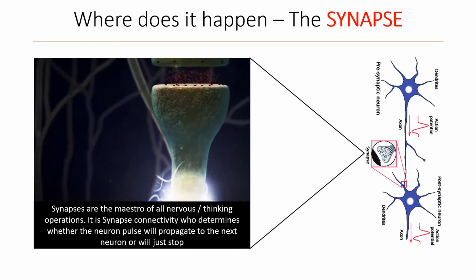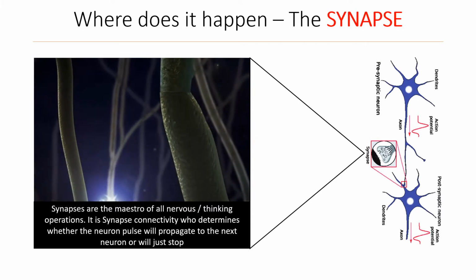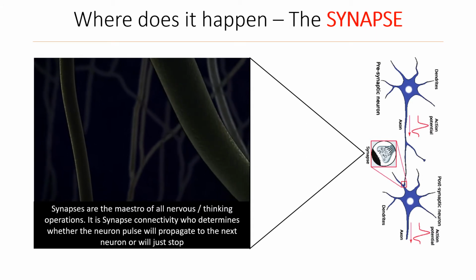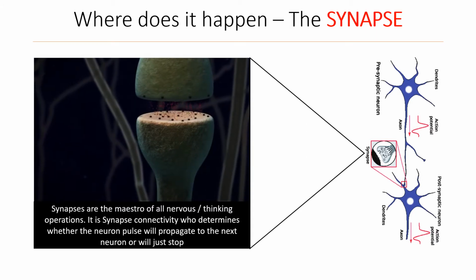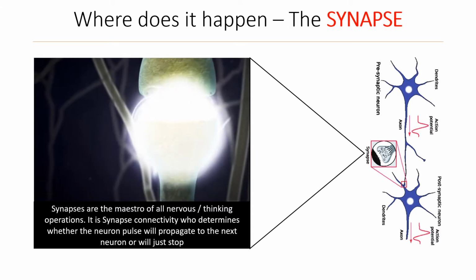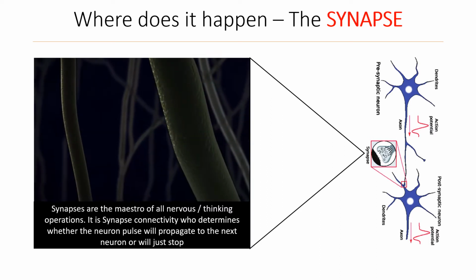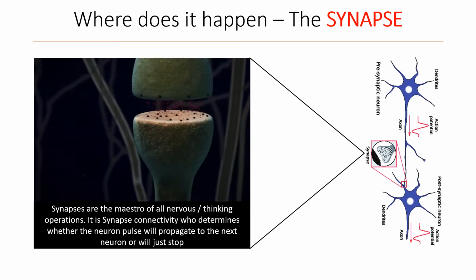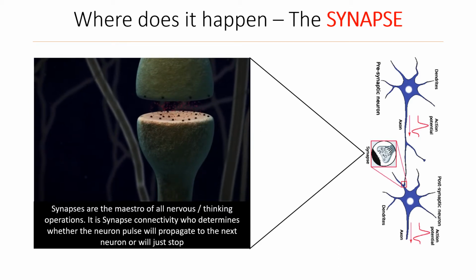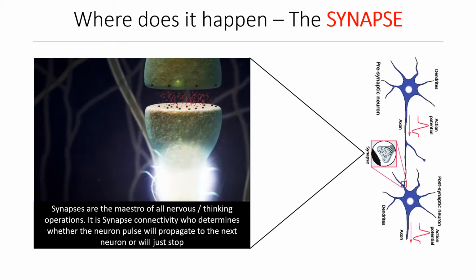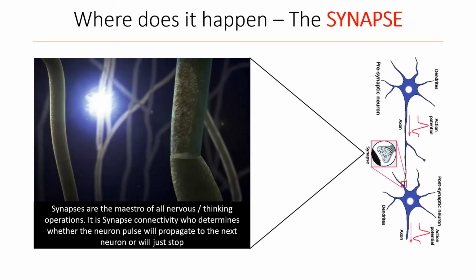So it's up to the synapse whether the signal will be transmitted from the sending to the receiving neuron. If there are no chemical transmitters, the signal will not be transmitted and it will stop at this synapse. Or if there is a limited number of chemical transmitters, only part of the signal will be transmitted through the synapse.